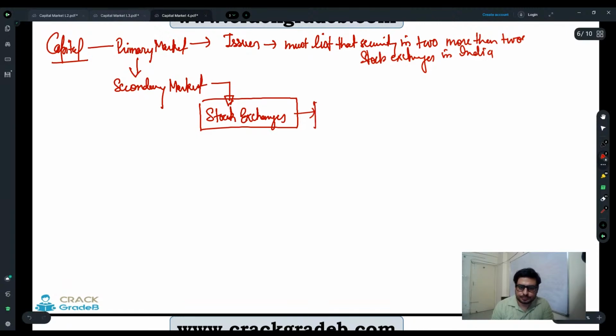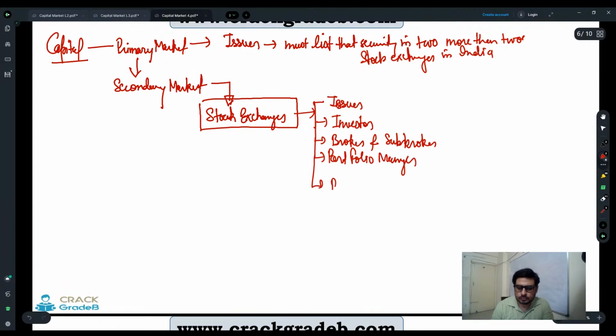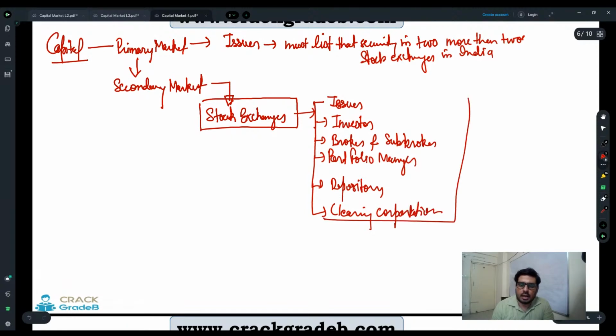And in the stock exchange, issuer, investor, broker, sub broker, portfolio manager, depository, and clearing corporation. They are part of what? They are part of the stock exchange.